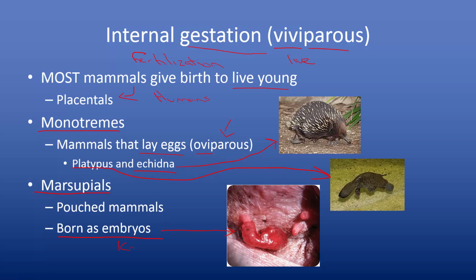So an example animal of your marsupial is a kangaroo. That's the most famous or most well-known version of it. They are pouched mammals. The kangaroo is born as an embryo. The embryo crawls up into a pouch where the mammary glands are, and they develop the rest of the way in that pouch. Okay, so three kinds of mammals: placentals, monotremes, marsupials. Know the differences, know how each kind of mammal gives birth.